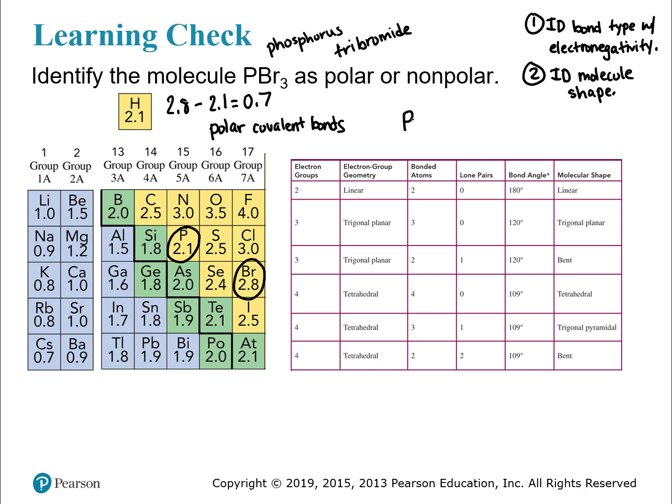We draw the structure for phosphorus. It's in group 5A, so it's going to have 5 valence electrons. Bromine is in group 7A. It will have 7 valence electrons. Now we've got to put 3 bromines with our phosphorus.